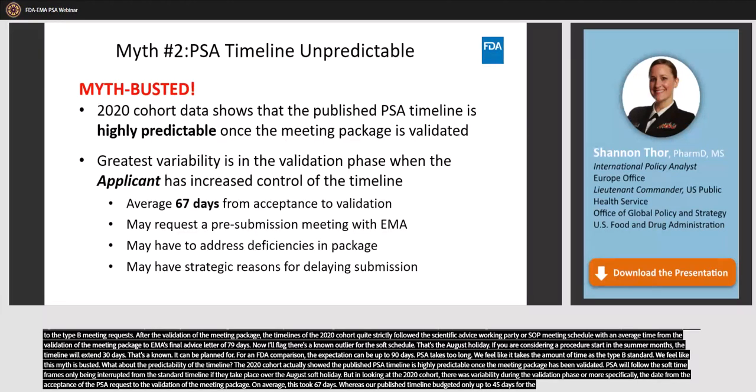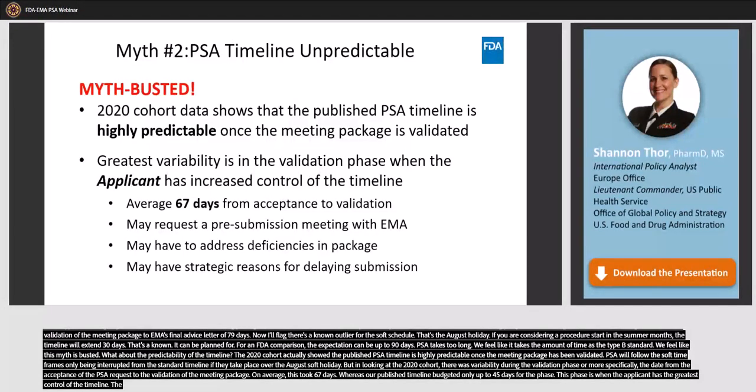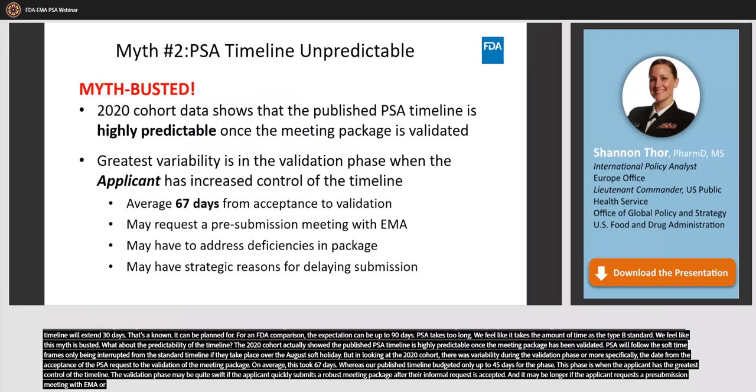This phase is when the applicant has the greatest control of the timeline. The validation phase may be quite swift if the applicant quickly submits a robust meeting package after their informal request is accepted. And it may be longer if the applicant requests a pre-submission meeting with EMA, or if they submit a deficient meeting package, or there could be strategic reasons that the company may want to delay the submission of their draft package.